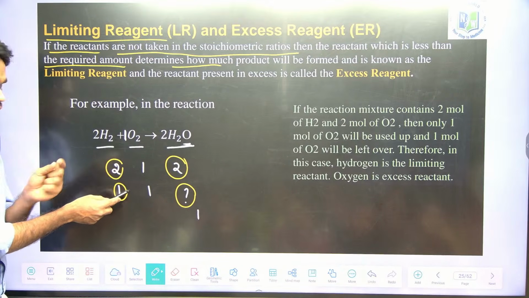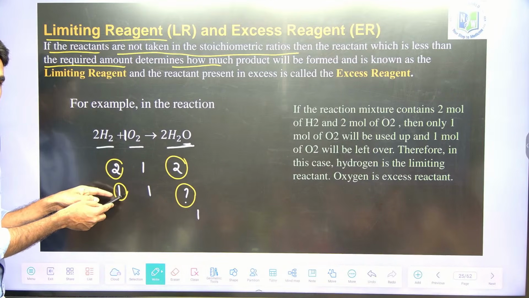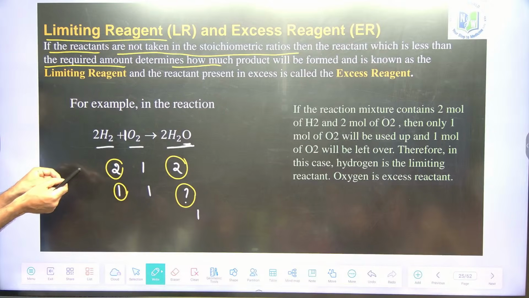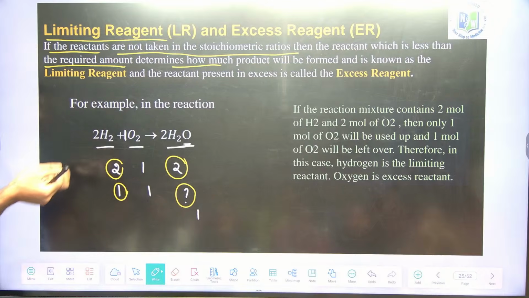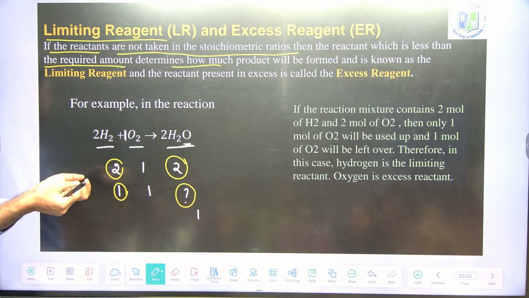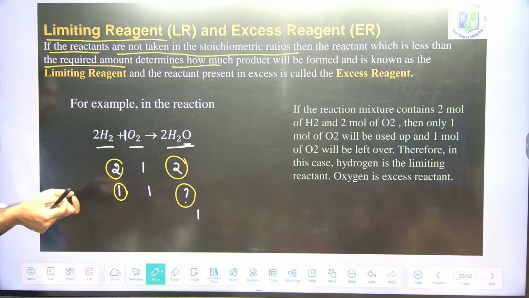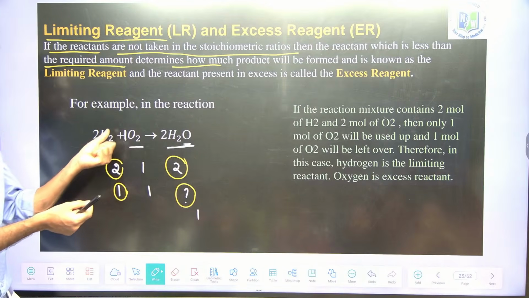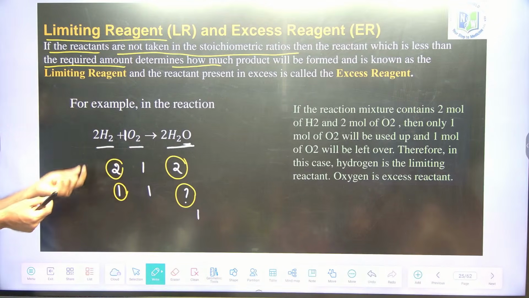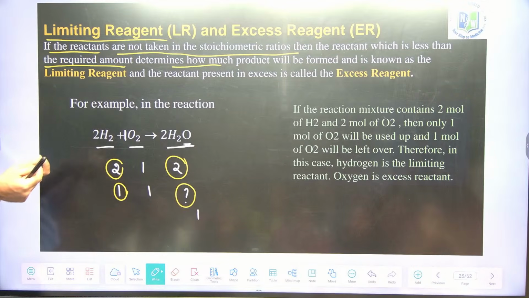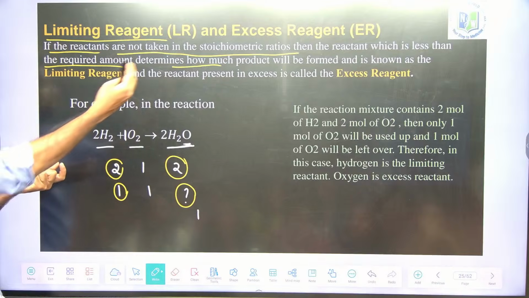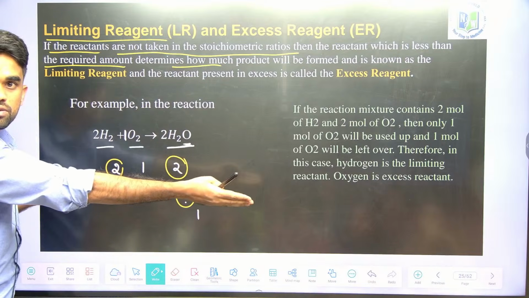1 mole only is given, so this is less than the requirement. So this is the limiting one. So this is in the limits now. The one which is in lesser quantity, we should call it the limiting reagent. In order to produce this, we need H2 and O2. The one which is in less quantity is considered the limiting reagent, and that will decide how much amount of product should form.